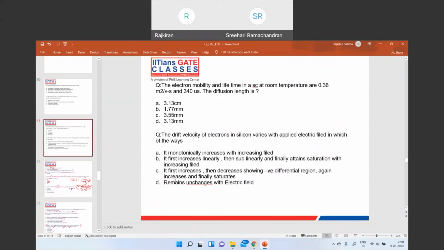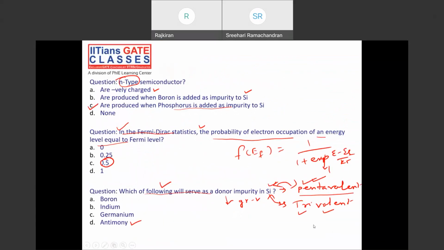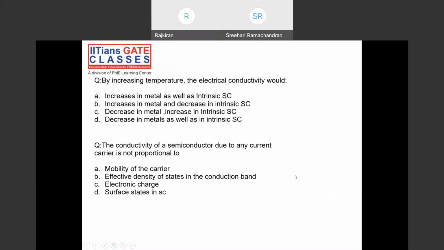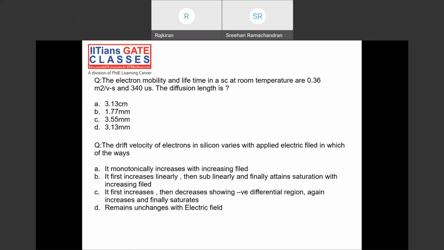This question you will do. The electron mobility mu is given.